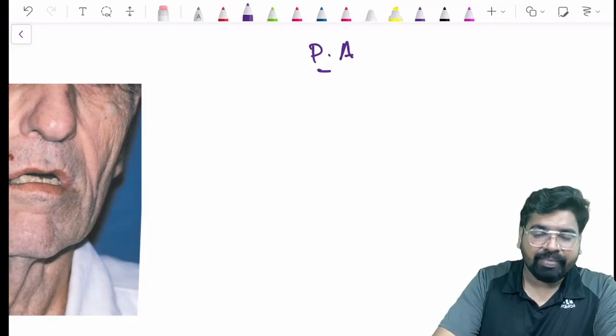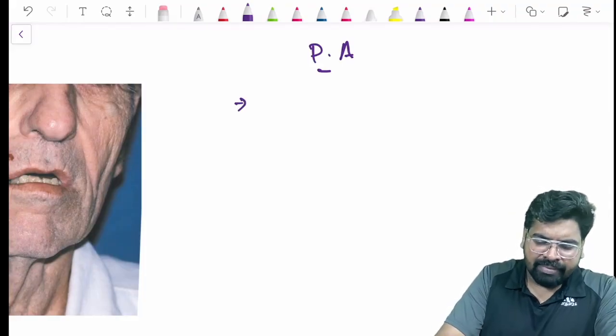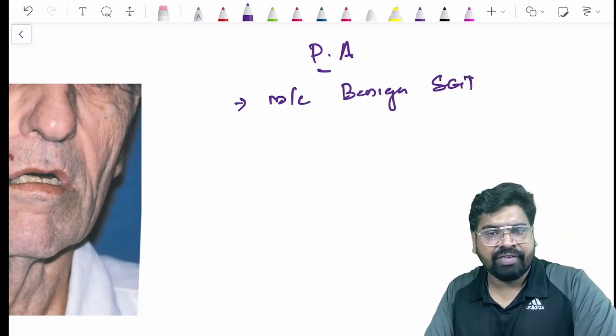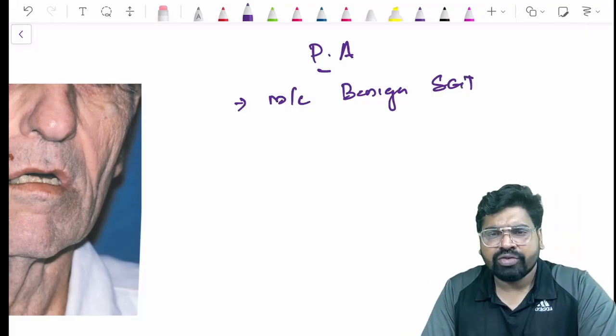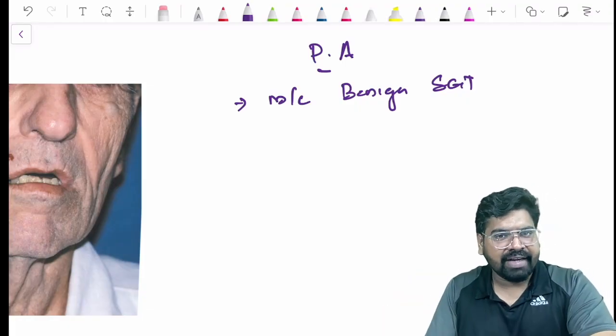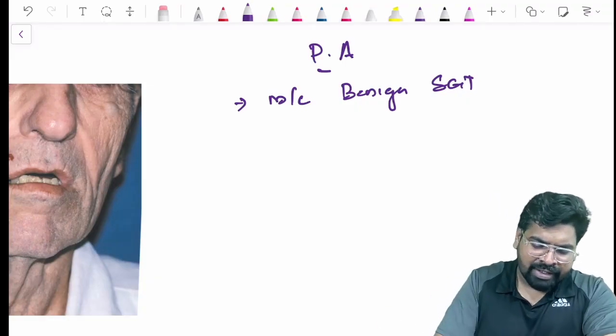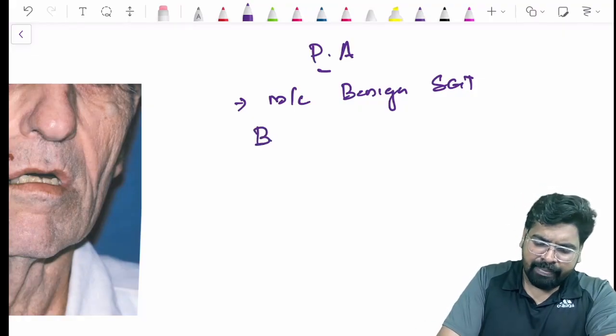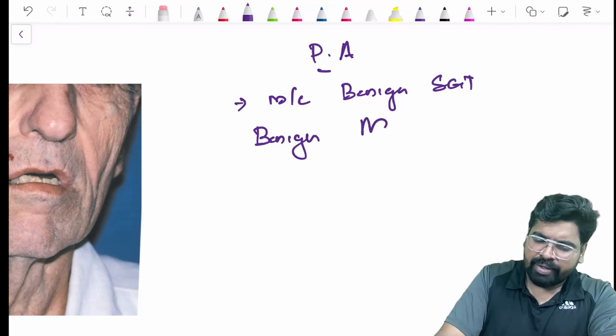I write the short form, pleomorphic adenoma. It is the most common benign salivary gland tumor. All the facts we have discussed in the first video, so I'm not repeating them. It is the most common benign salivary gland tumor, and mostly it comes in the parotid. Parotid is the favorite site. The other name for pleomorphic adenoma is benign mixed tumor.